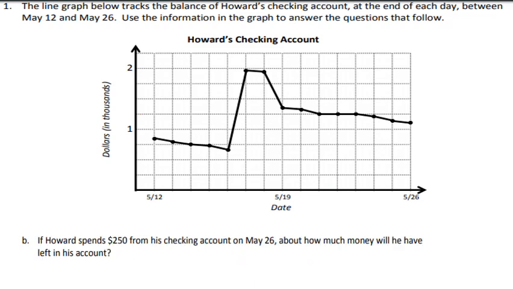Okay, now it says, if Howard spends $250 from his checking account on May 26th, about how much money will he have left in his account? Once again, this says about. So I can see here he has about $1,000, I'm estimating, in his account. And it says he's going to spend $250. Remember, estimation's all about mental math. And I can see by this that I would have approximately $750 left.